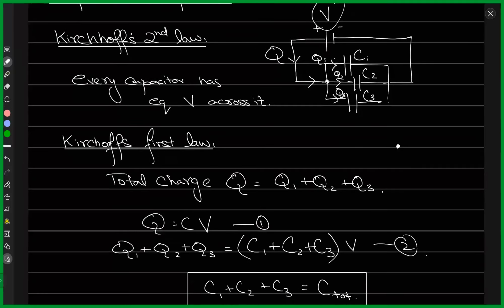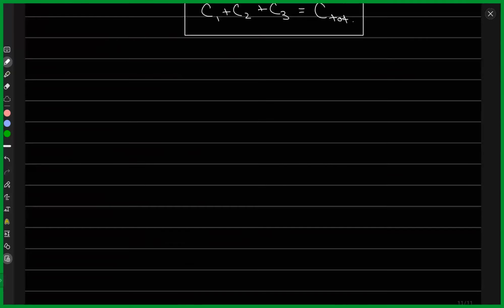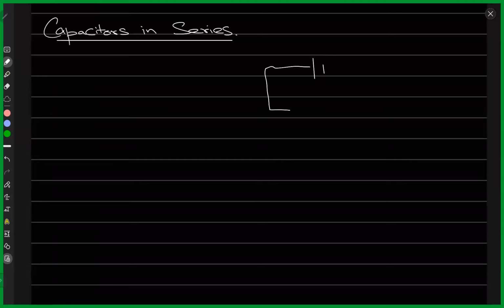So let's actually use the next page. Now let's quickly talk about capacitors in series. So I'll quickly draw the diagram. You're all familiar with the idea that a series arrangement is a sequential arrangement of capacitors. So it will look something like this.